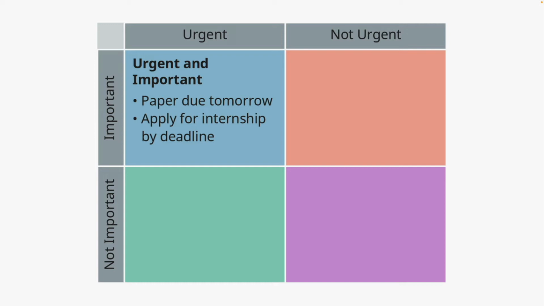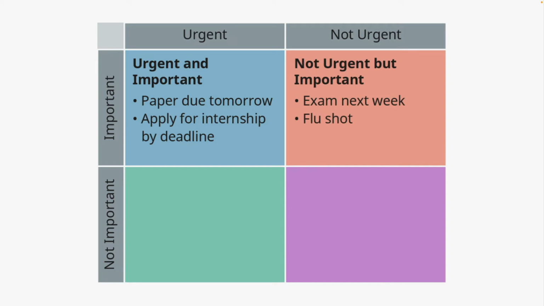Now, you may have things that would land in the upper right-hand quadrant, things that are not urgent but are important. Maybe an exam you have in the near future. Maybe you want to get a flu shot before the end of the month, when flu season starts. These are examples of things that are certainly important, but the urgency may not be quite as obvious or quite as salient as it would be in a priority.